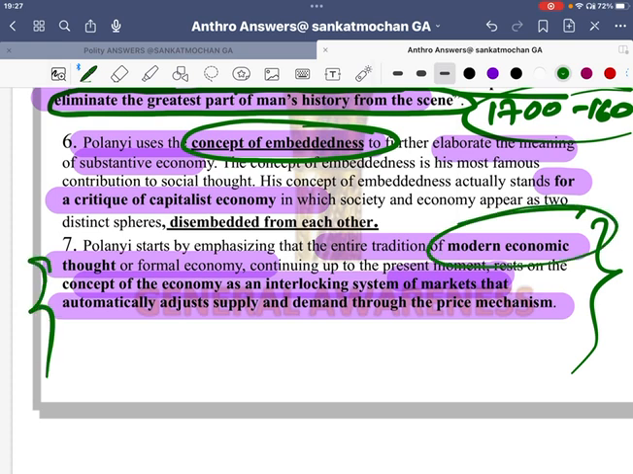Here, if you demand more and the things are in minimum quantity, prices will go high. If you increase the things, demand will go down, prices will go down. That's the self-adjusting mechanism, automatically adjusting supply and demand through the price mechanism. Fine.